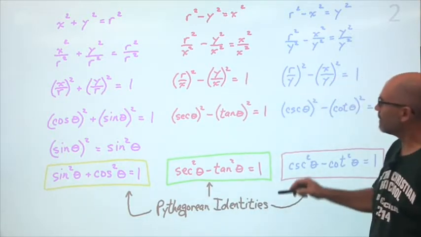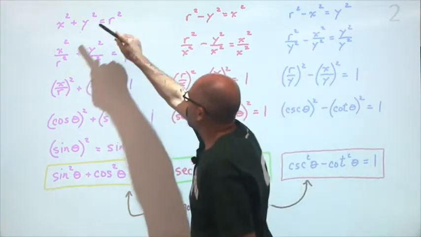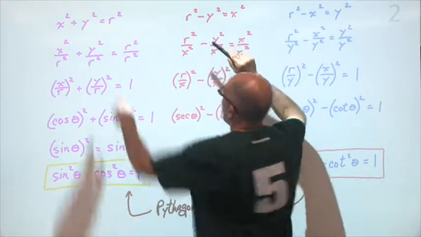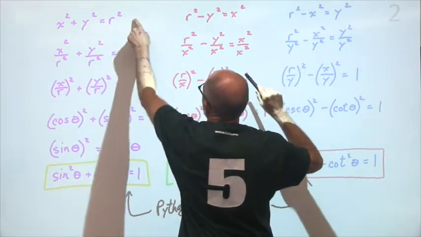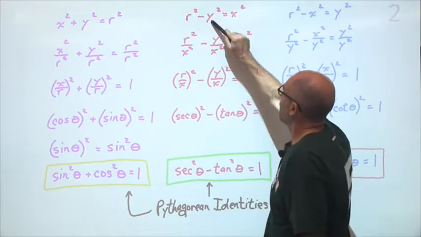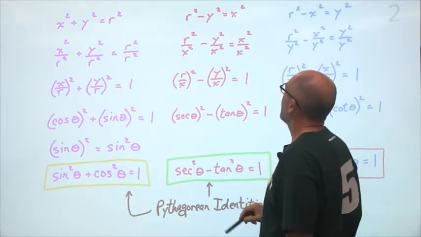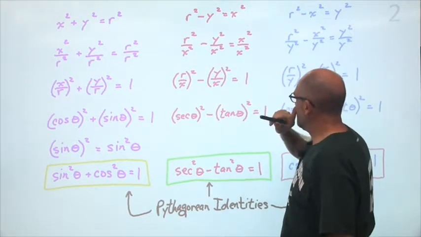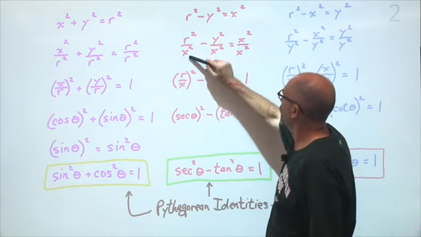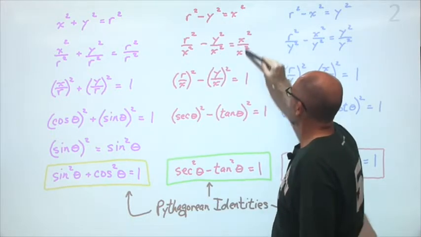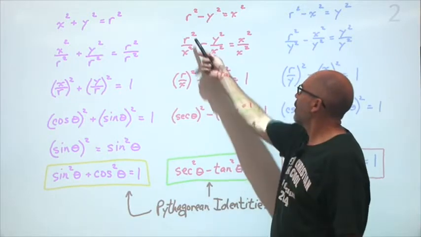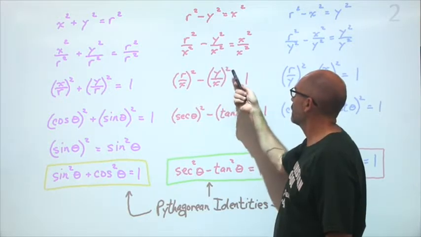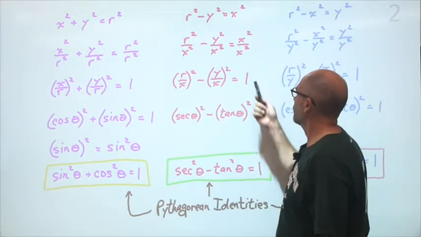Okay. Now, if x squared plus y squared equals r squared, then that means I could subtract y squared from both sides. So now I have r squared minus y squared equals x squared. Now this time, I'm going to divide through by x squared. So now I have r squared over x squared minus y squared over x squared equals x squared over x squared. So now r squared over x squared is r over x squared, and y squared over x squared is y over x squared, and then x squared over x squared is 1.